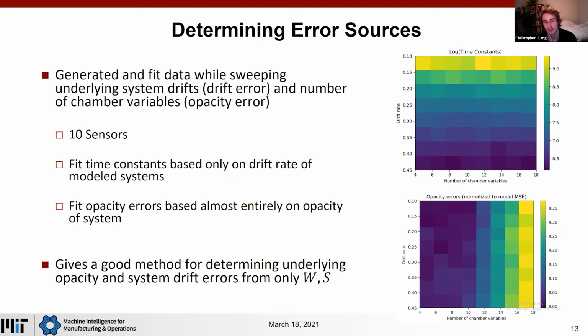So this isn't the most sophisticated method, but it does give us a pretty good idea of how susceptible a specific system is to either drift or opacity, or potentially also modeling error just from wafer and sensor measurements.